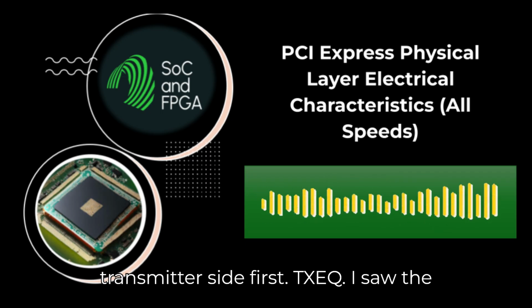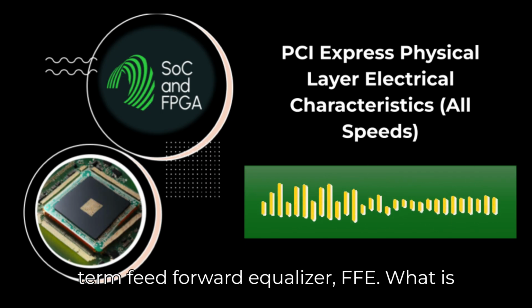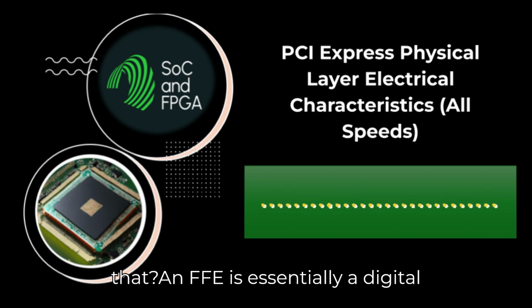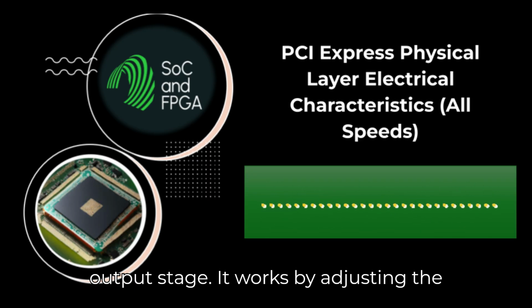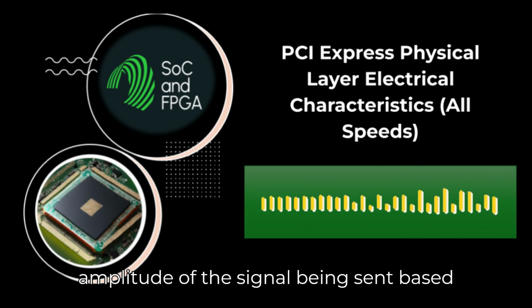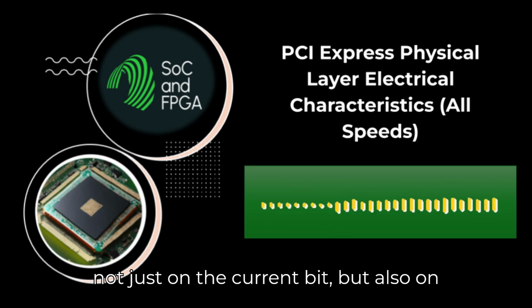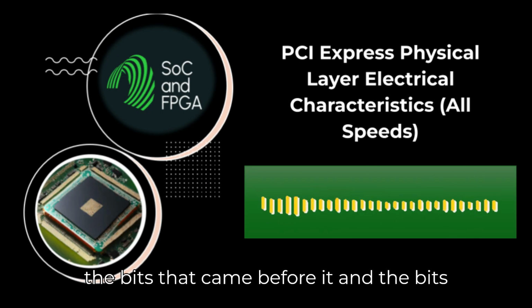Let's look at the transmitter side first. TX-EQ. I saw the term feed-forward equalizer, FFE. What is that? An FFE is essentially a digital filter built into the transmitter's output stage. It works by adjusting the amplitude of the signal being sent based not just on the current bit, but also on the bits that came before it and the bits coming after it.